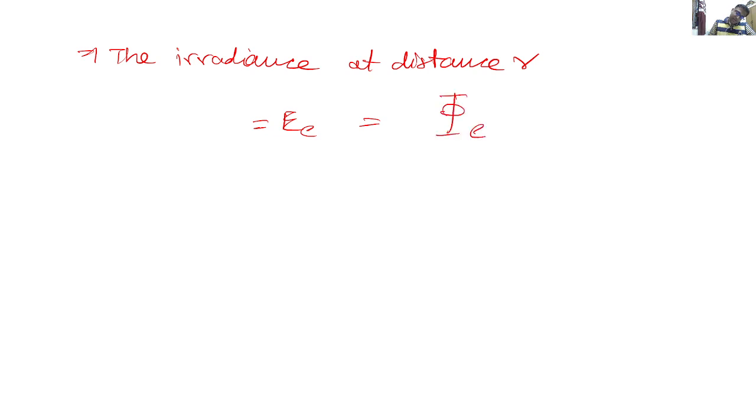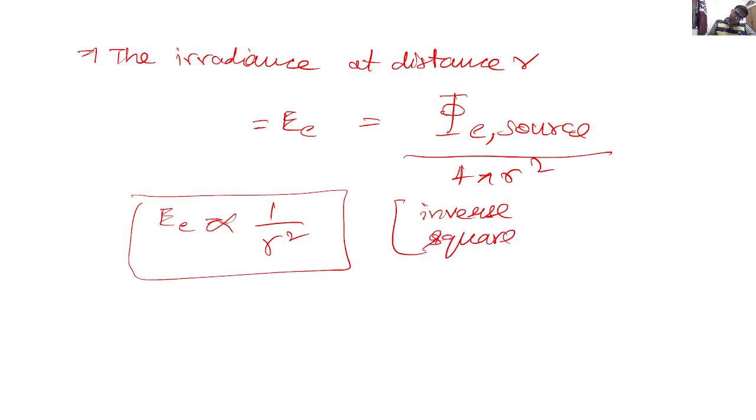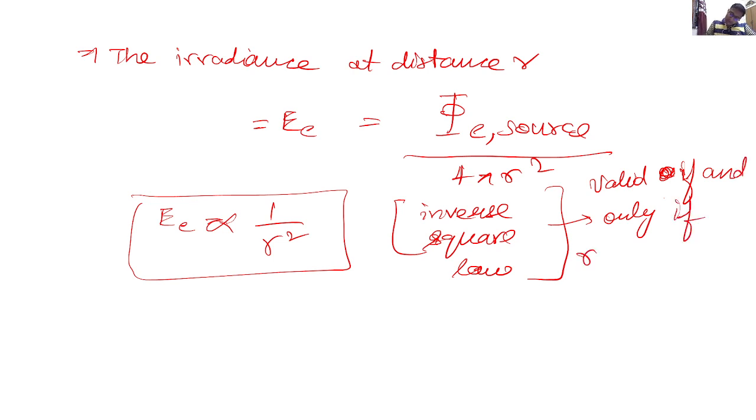So we will get the irradiance at a distance r, let us suppose we denote it as E, equal to phi E source by 4 pi r square after integrating it over the entire surface. So this gives us an idea of the irradiance being directly proportional to 1 by r square, or the inverse square law. And this will be valid if and only if r, that is the radial distance, is much greater than the geometric dimensions of the source.